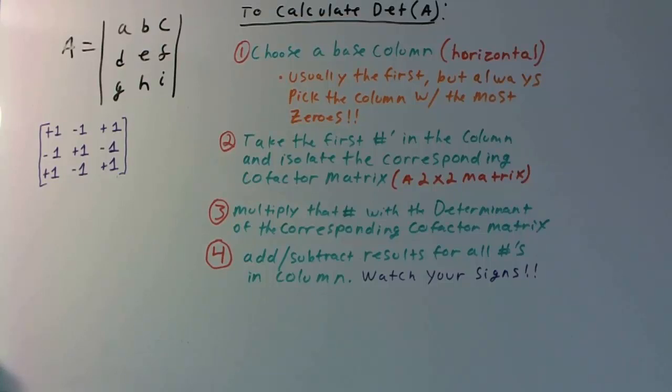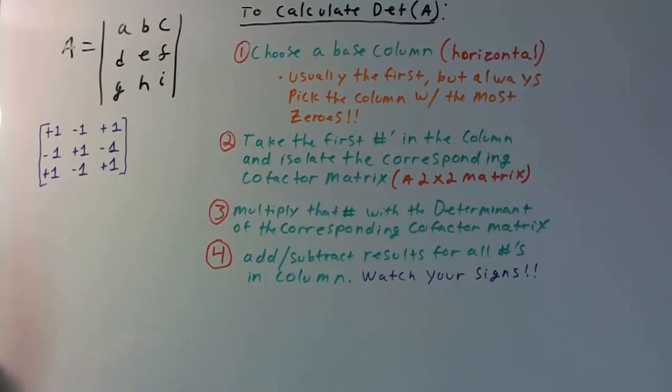then you go to step 3, right? So step 3 is multiply that number with the determinant, like I just said, of the corresponding cofactor matrix, right? So if we go back to A, we would have A times the determinant of the 2 by 2 matrix, which would be E times I minus F times H, right? And once you do that, you move on to the second number in the first column, right? So that would be B.